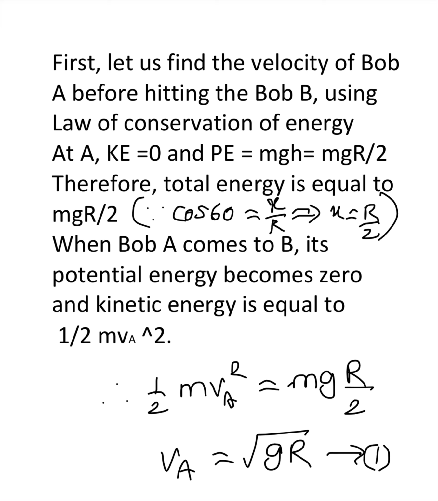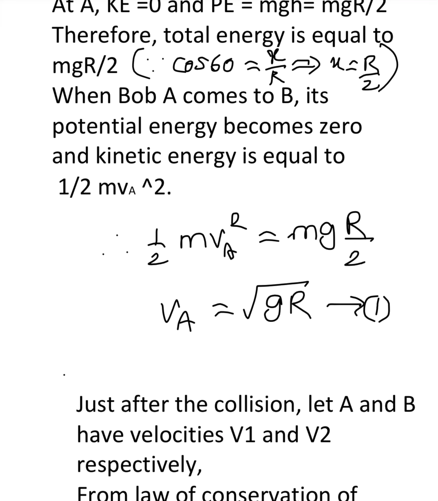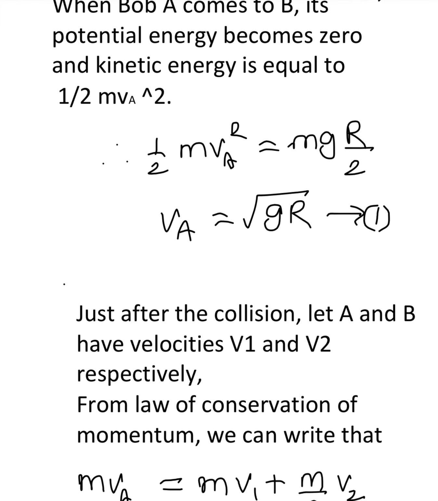Okay. Coming to the point, when bob A comes to B, its potential energy becomes 0 and kinetic energy is equal to half m vA square. Then apply conservation of energy. Half m vA square is equal to mgR by 2 because it is coming from the height R by 2. Now, bob B was at rest, therefore it doesn't have velocity. It is on the ground level, reference level, so potential energy is also equal to 0. Now, vA is equal to under root gR.